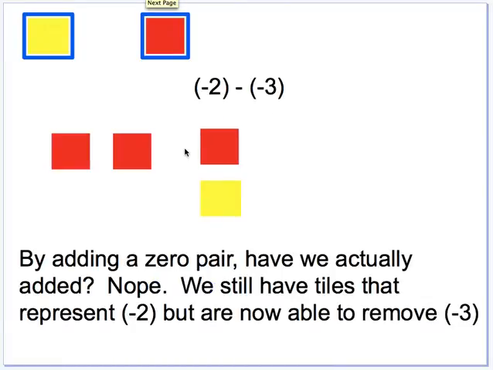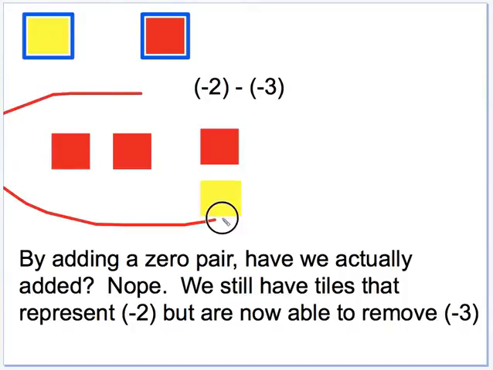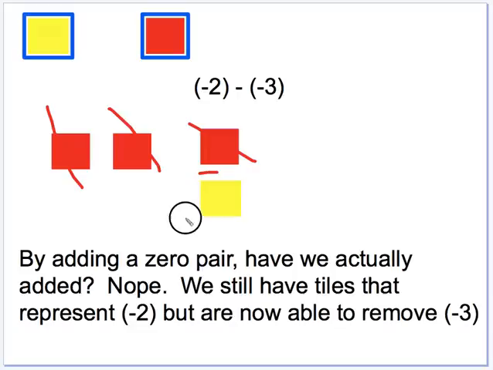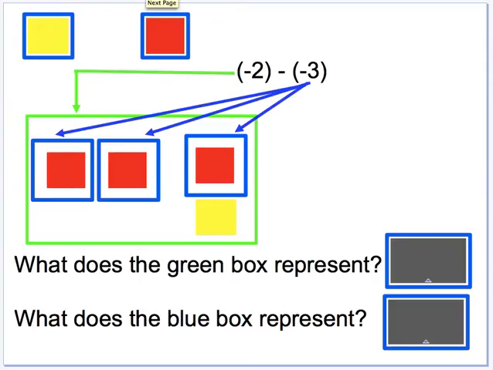By adding a 0 pair, have we actually changed the value of negative 2? Take a look at this for a second. What is the value of this? Well, this is a 0 pair, so that's 0. This is negative 2. So I haven't added any value to my negative 2, but I have got an extra little red tile there. Now let's try the question. The question says, hey, you started with 2 negatives. I want you to subtract 3 negatives. Okay, let's do that. Let's subtract 3 negatives. 1, 2, and 3. Whoa, what are we left with? Positive 1. Okay, so it's possible.